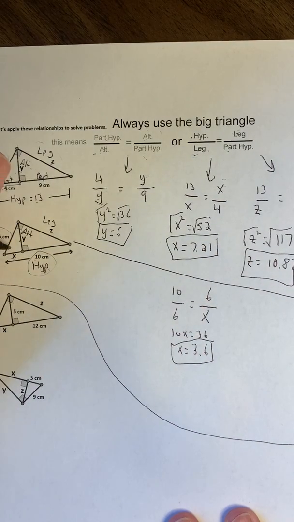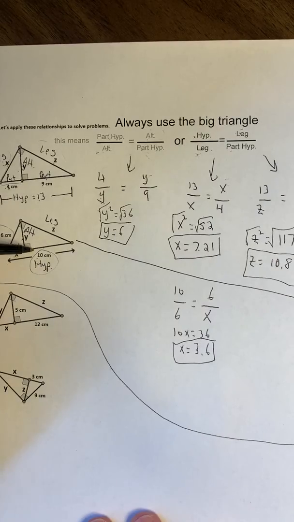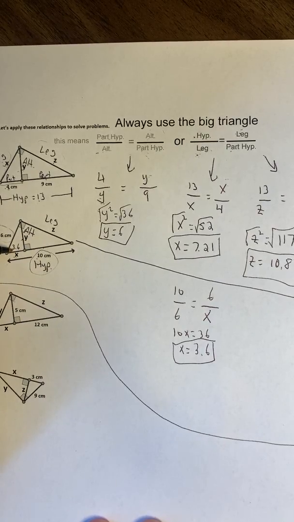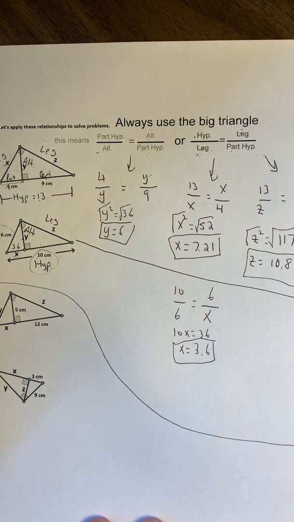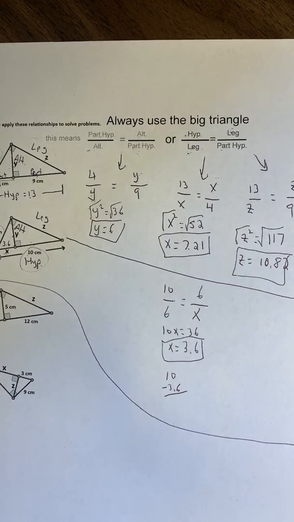I just figured out that this piece here is 3.6. Okay? So I figured out what x is now. I actually need to figure out the other part of the hypotenuse here. If I know x is 3.6, I could easily get the other part. All right? You know how I'm going to do that? What's 10 minus 3.6? I'm going to double check that on my calculator so I don't make any mistakes.